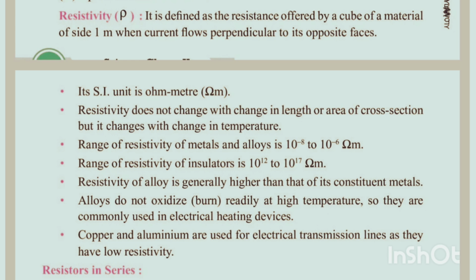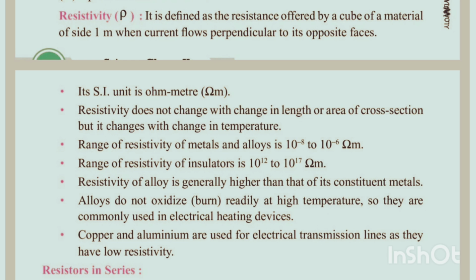Metals and alloys, what is the resistivity we have? It ranges from 10 to the power of minus 8 to 10 to the power of minus 6 ohm meter. Insulators are from 10 to the power of 12 to 10 to the power of 17. Therefore, for metals and alloys we have minus 8 to minus 6. Okay. Here we have positive 10 to the power of 12 to 10 to the power of 17 ohm meter.